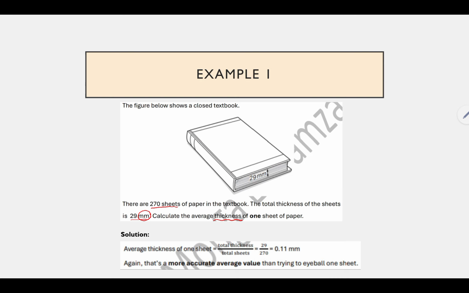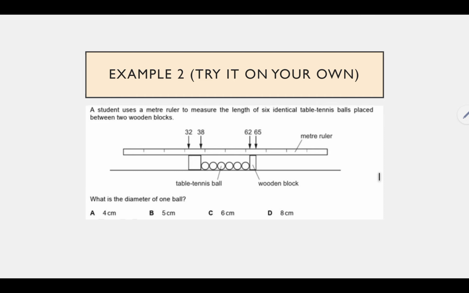If you were asked how to get a more accurate value, then maybe I'll add more sheets or more books. Another example: a student uses a meter ruler to measure the length of 6 identical table tennis balls placed between 2 wooden blocks. What's the diameter of one ball?